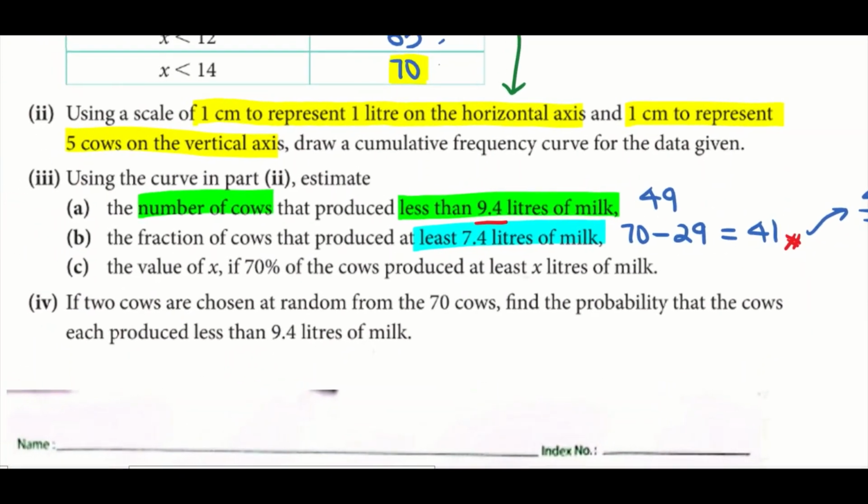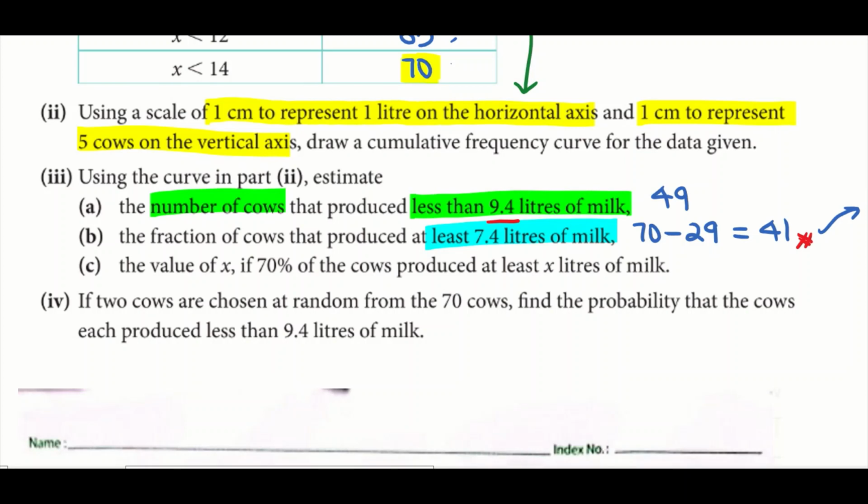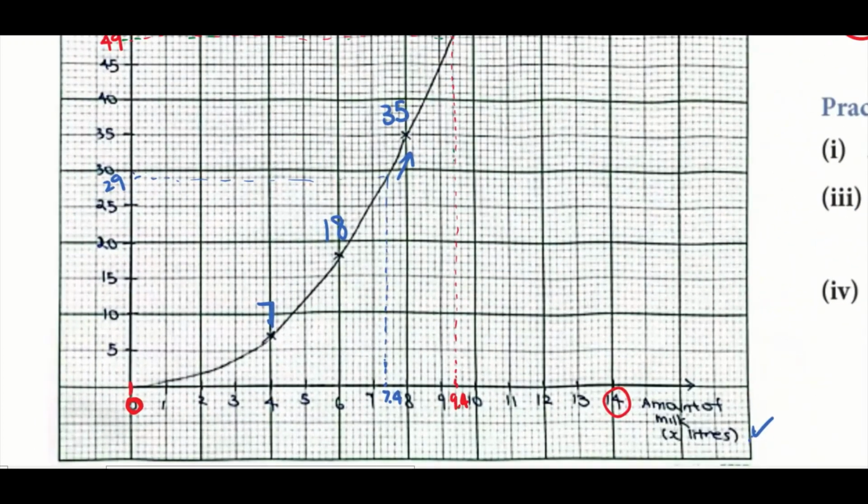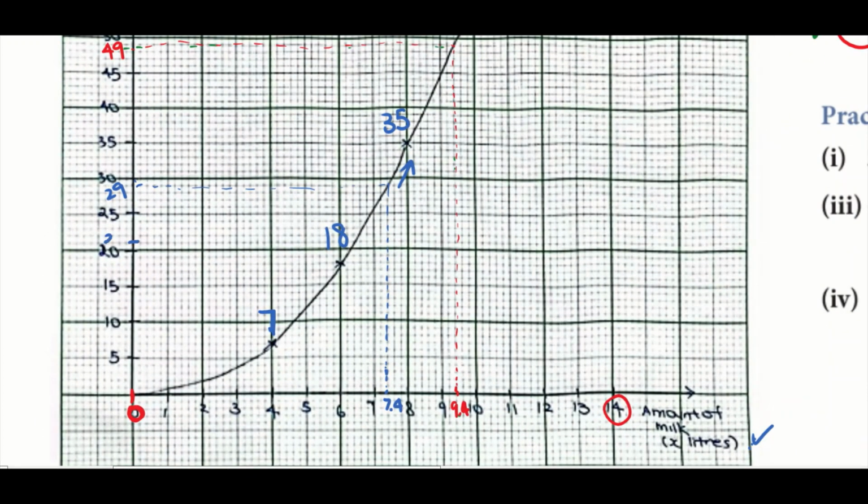Find the value of x if 70% of the cows produce at least x liters of milk. For this question, I would rather do the opposite. I will find 30% of the cows, and then it will give me x. So 30% of 70 will give me 21. I will go and see where my 21 cows are who produce less than x liters of milk. So 21 cows over here, dot all the way and go down. 6.4 liters of milk. So x is 6.4.